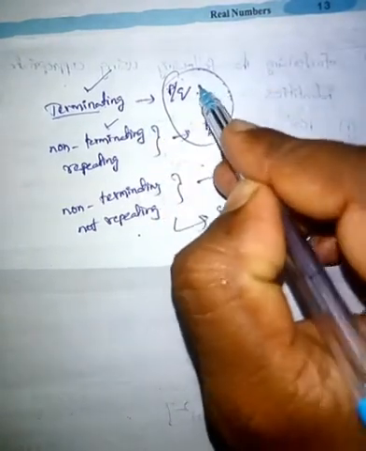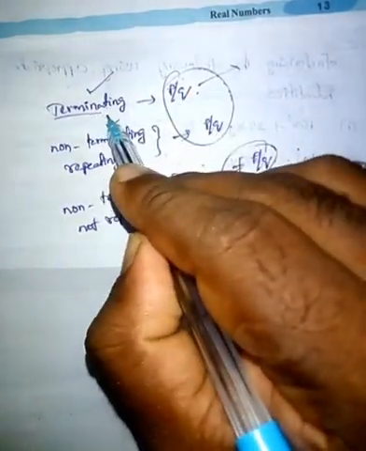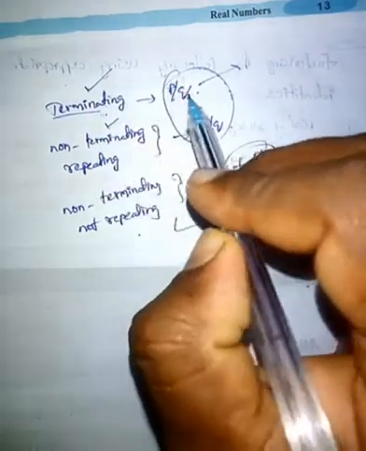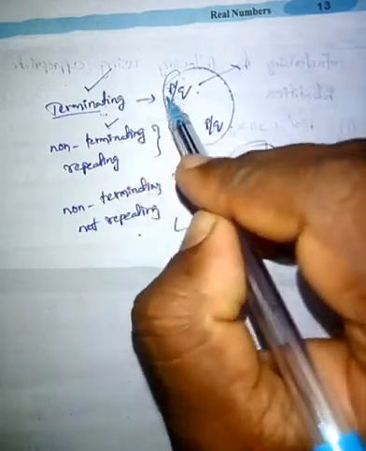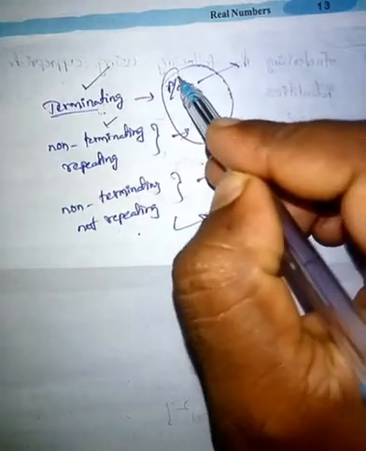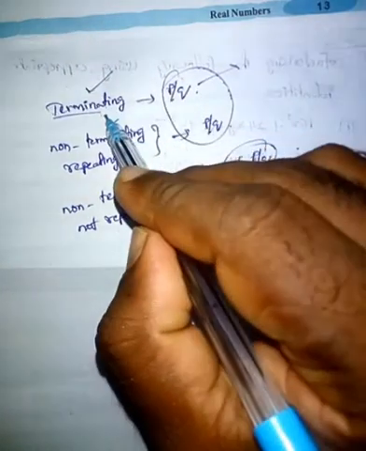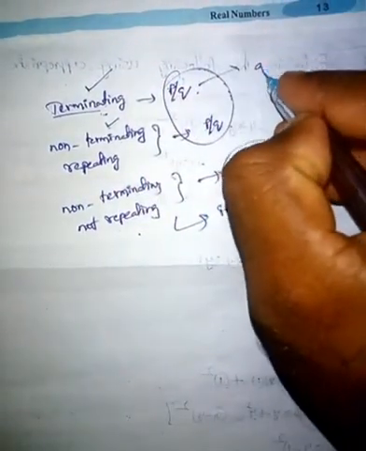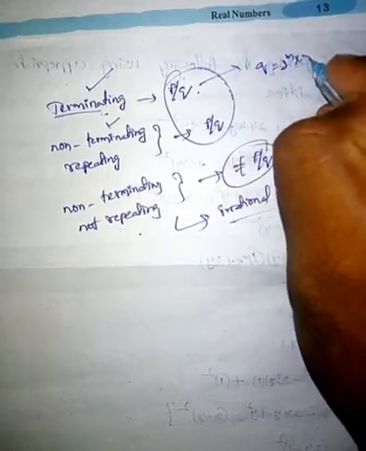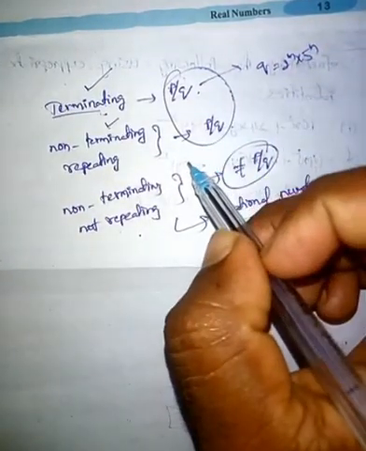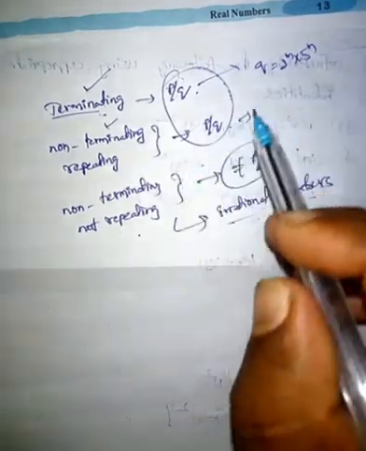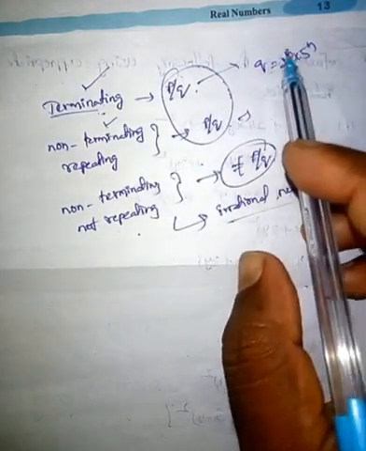And what can you say about the prime factorization of the terminating decimal? If the decimal expansion of any rational number is terminating, then we can say that the denominator is in the form of 2 power m into 5 power n. Okay, so we have already learned this concept in theorem 1.5.